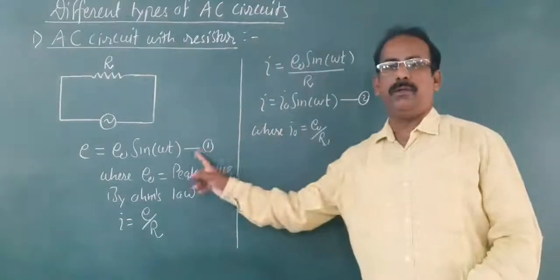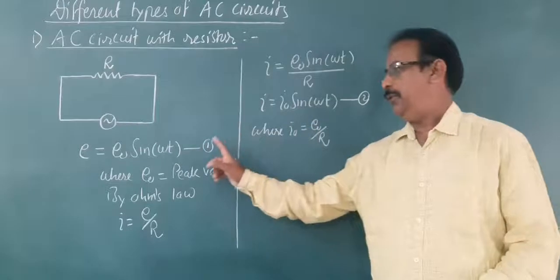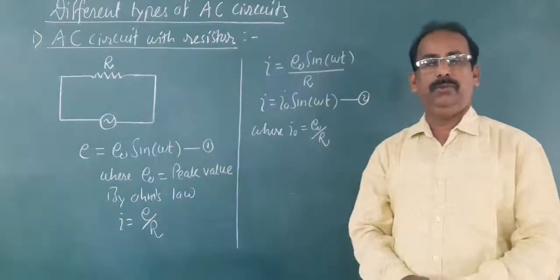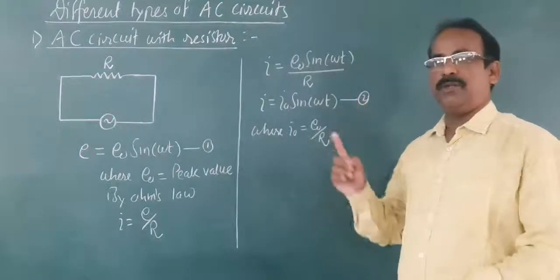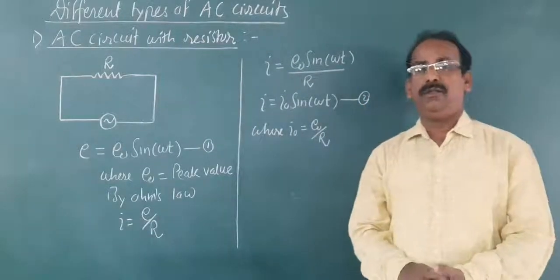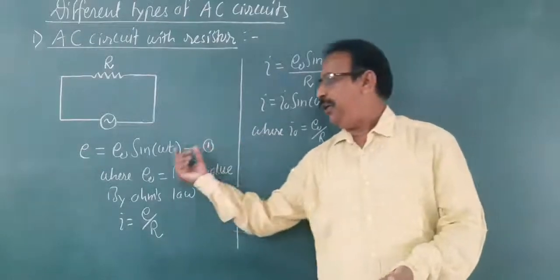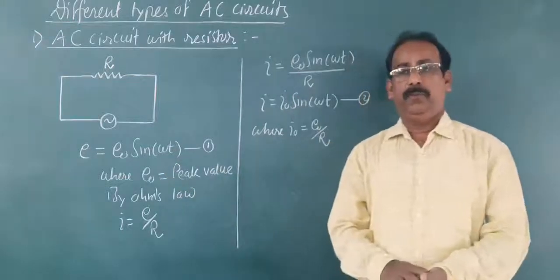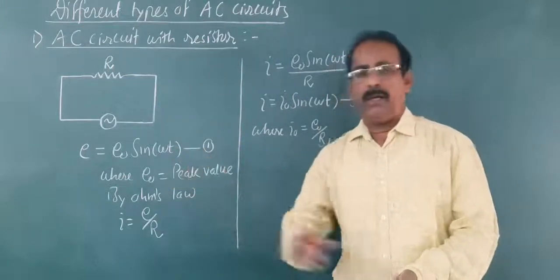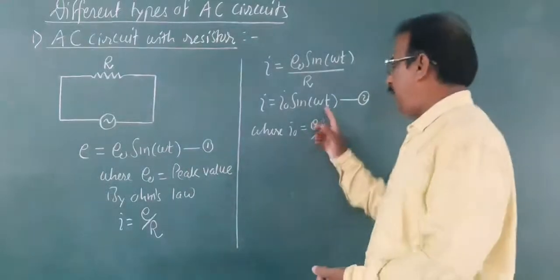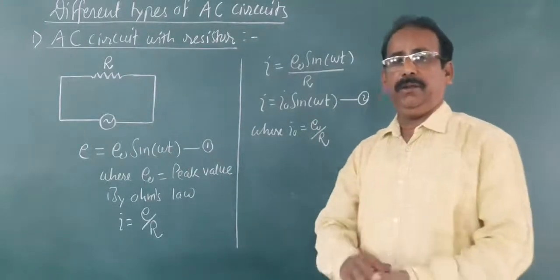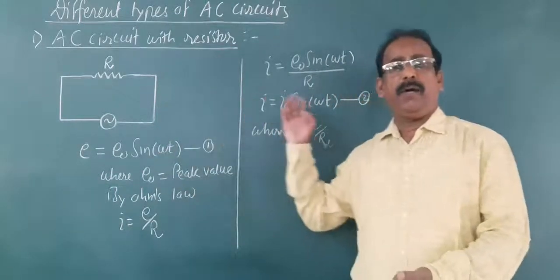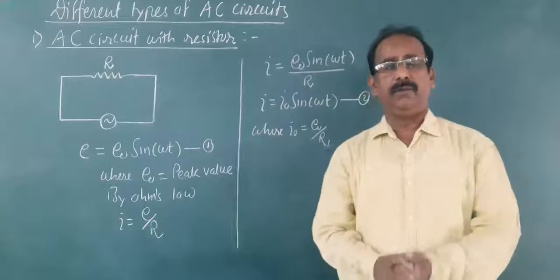From these two equations, this is the equation for instantaneous EMF that we get from the source. And this is the equation for instantaneous current in this circuit. See the phases of these two quantities. Phase of EMF is omega t. Phase of current is also omega t. The phase for EMF and phase for current is same here.